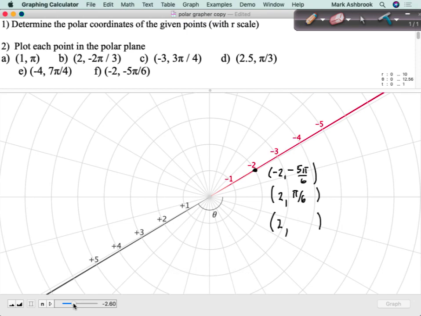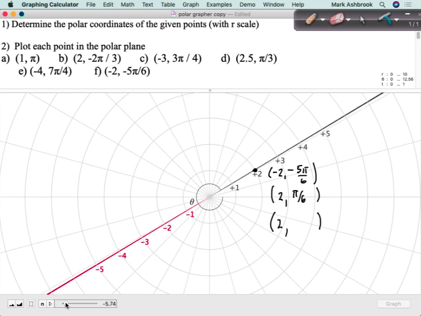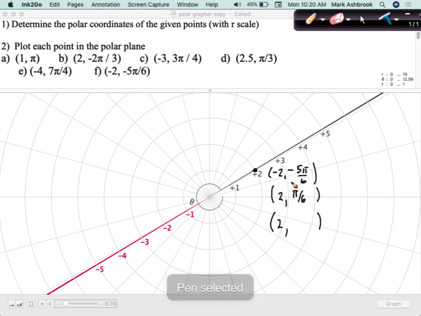Positive or negative? Negative, right. So I can get to it by going negative 11 pi over 6 with a positive 2 also. And then I could go around one more time clockwise. Wouldn't that take me to the same place? So go around one more time clockwise, which means a negative 2 pi, and then still go positive 2. Is there another way?